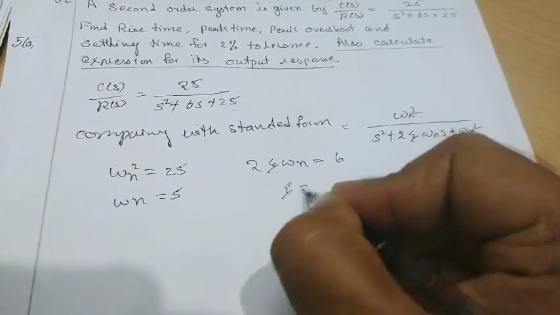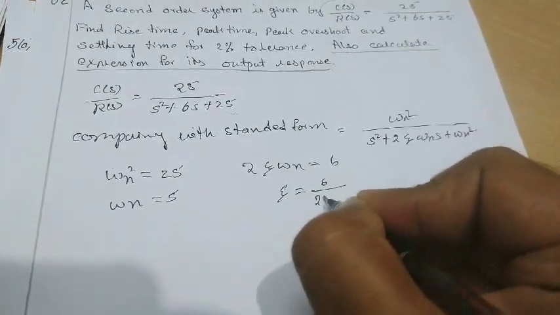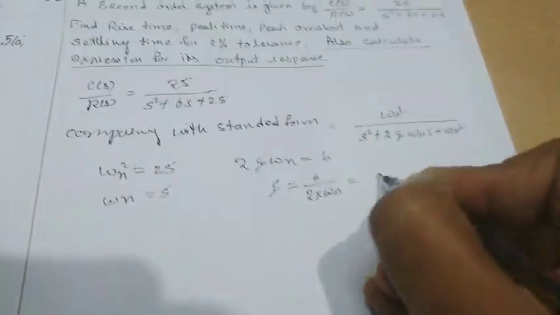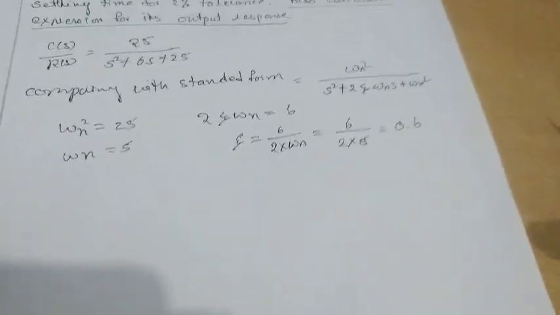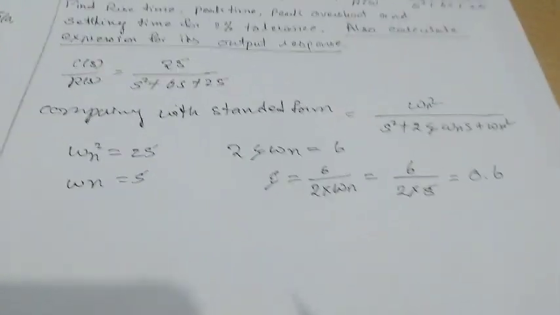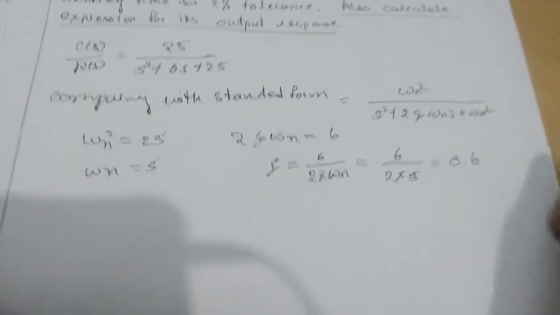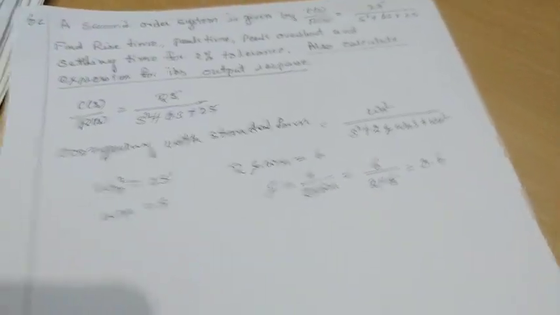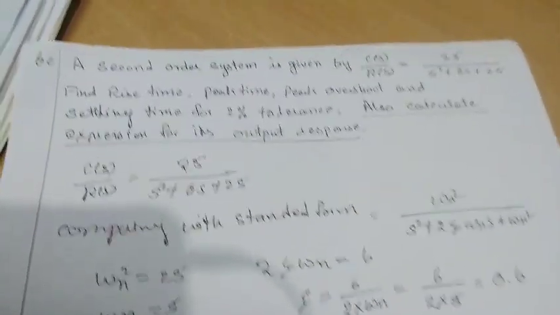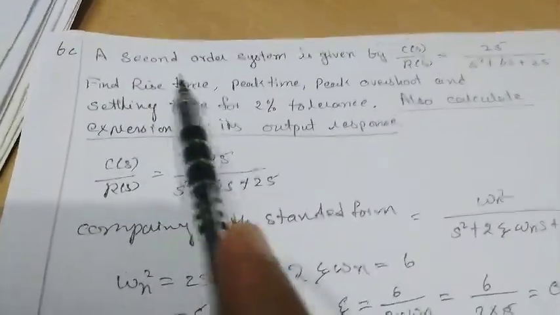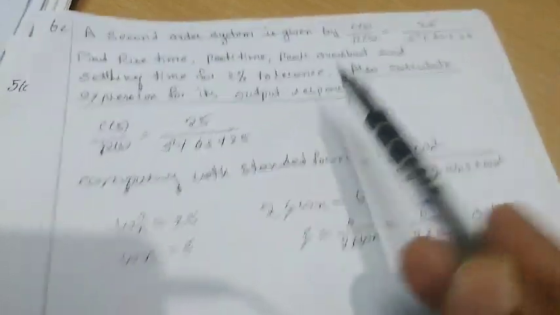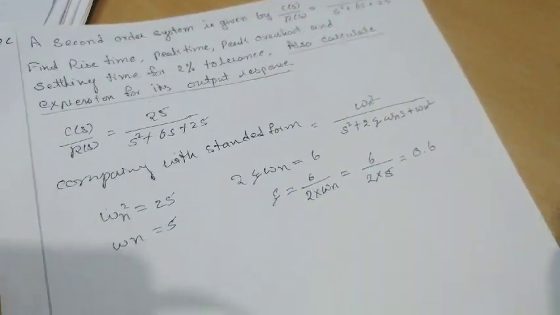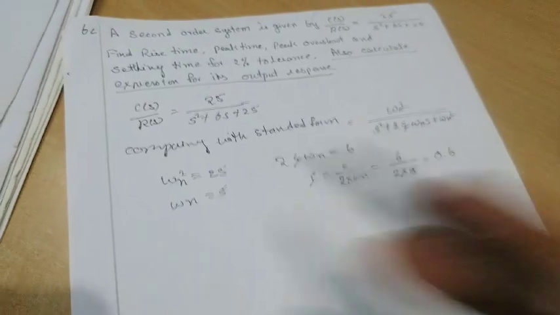From this, zeta is equal to 6 by 2 into omega n, where omega n value we got is 5, so this is 0.6. So we got omega n and zeta value by comparing with the standard form. Now we have to find out the time domain specifications which they asked in the question: rise time, peak overshoot and settling time for 2% tolerance. So I'll find out rise time first.